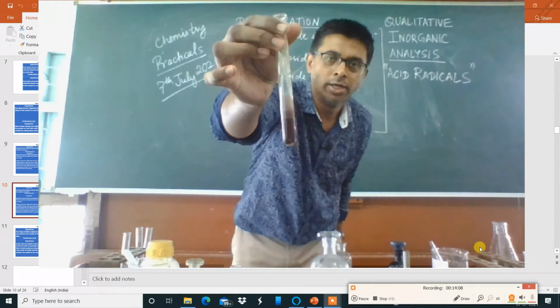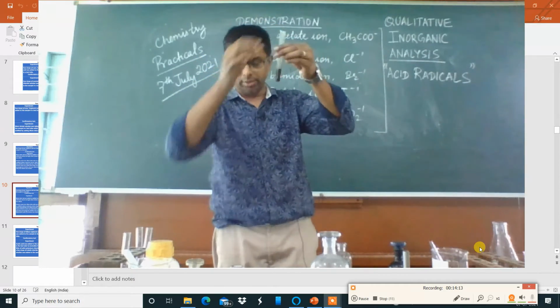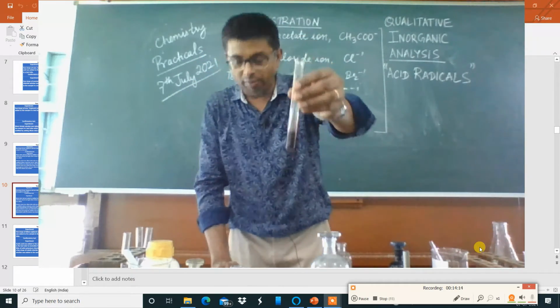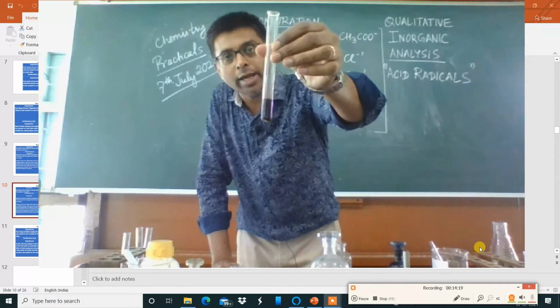And as for the smell of the gas, iodine vapor has a pungent smell. All the halogens generally smell the same, pungent-smelling gases in the vapor form.